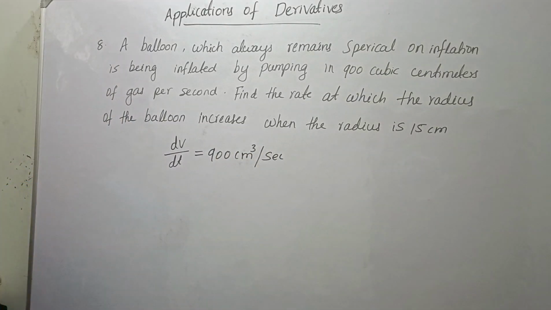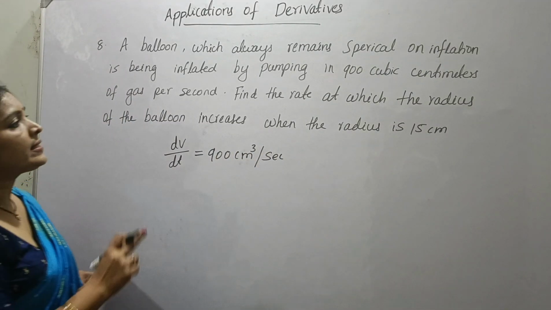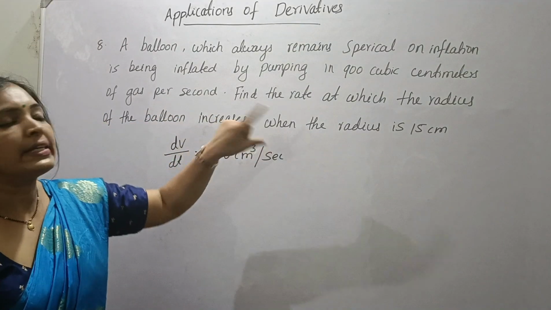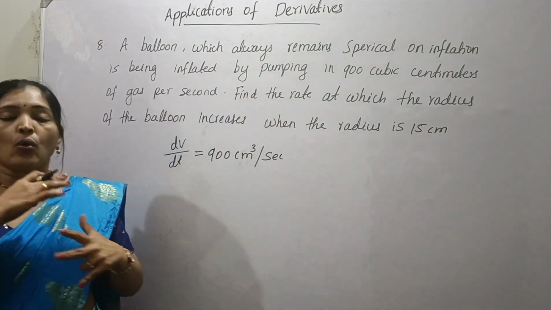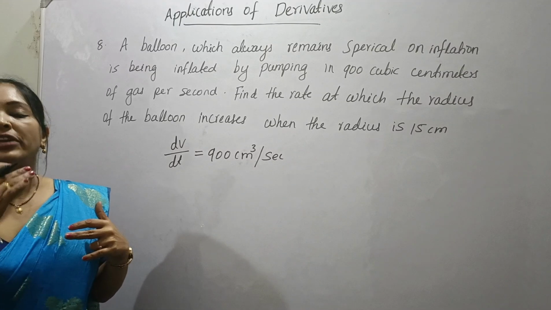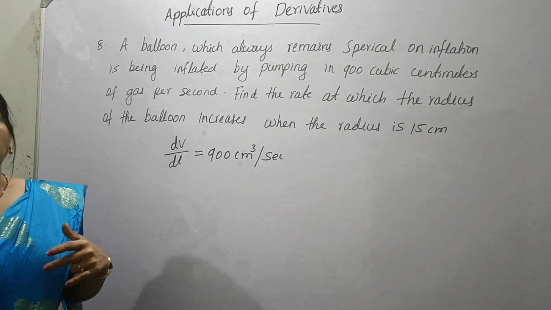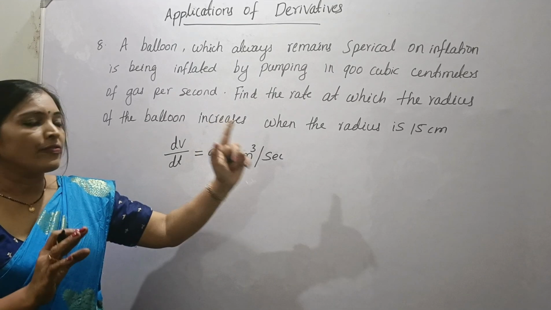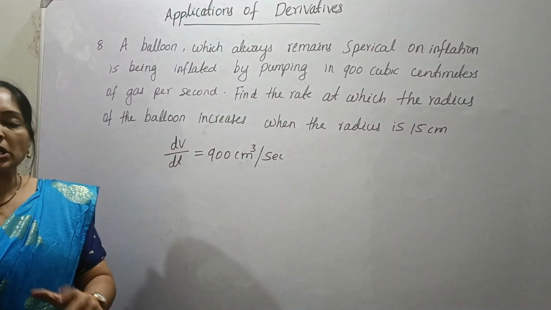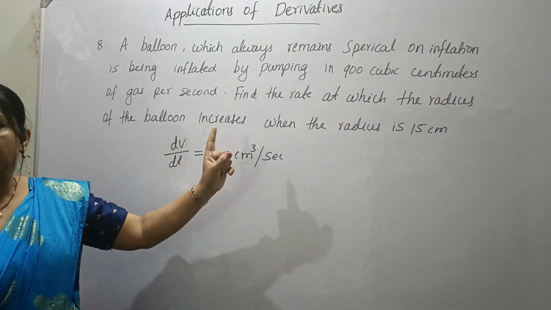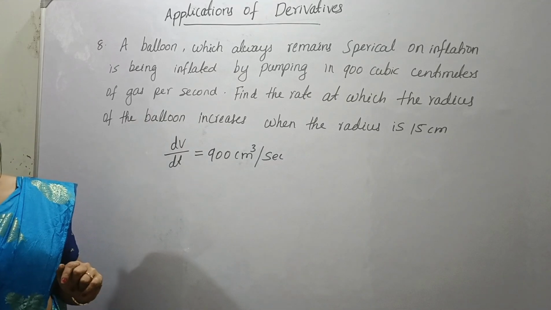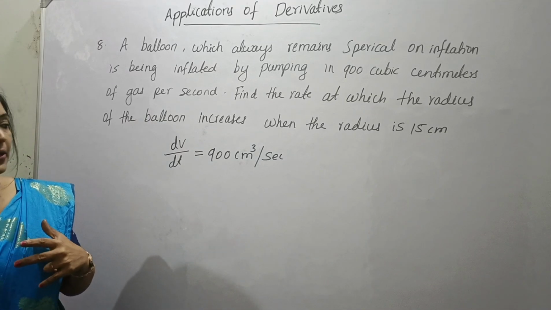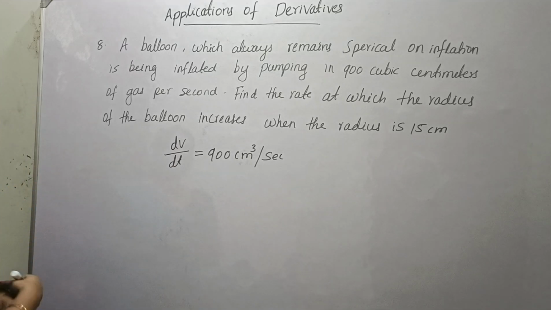Now, what we have to find? Find the rate at which the radius of the balloon increases when the radius is 15 centimeter. So, what is the rate of change of radius with respect to time when the radius is 15 centimeter? How much it is increasing, that we have to find.